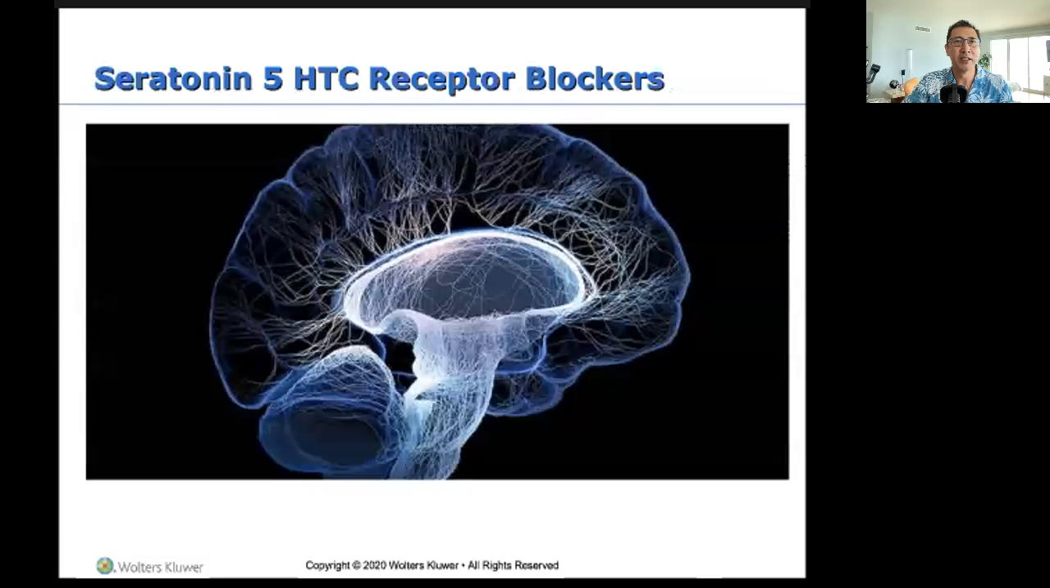Next is the serotonin receptor blockers. It's not just for depression and sleep. It can also be used for nausea and vomiting because it blocks the serotonin receptors in the GI tract. So it takes away that nausea and vomiting feeling.